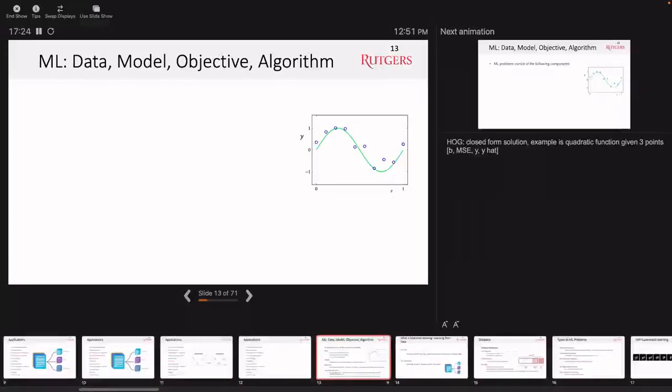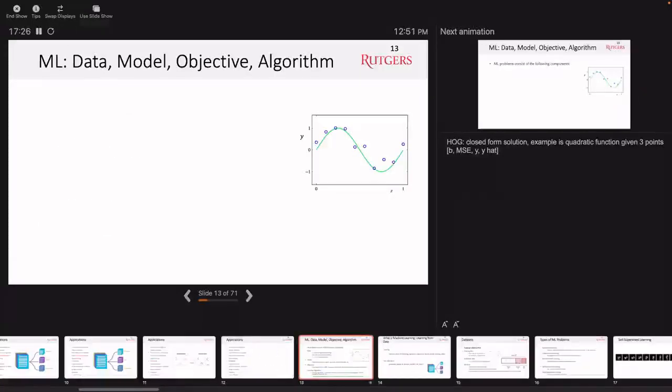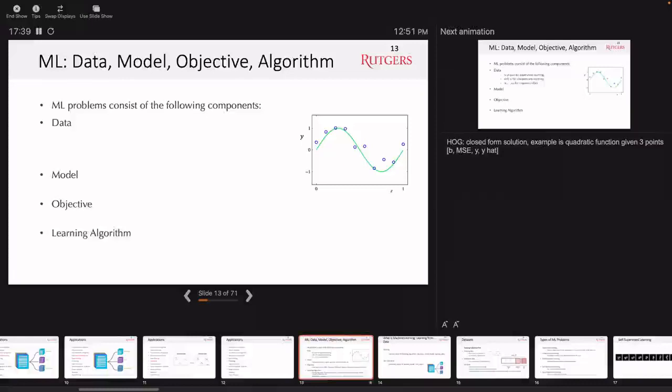So what is machine learning? Whenever we talk about machine learning, we think about 4 components of machine learning. These are data, model, objective function, and algorithm.